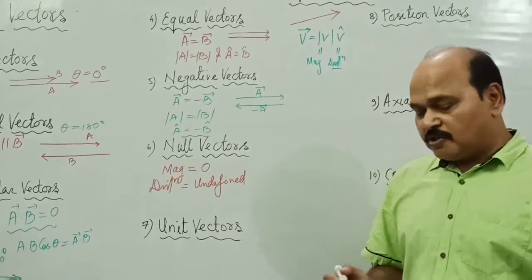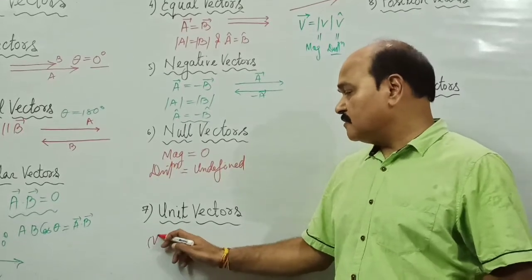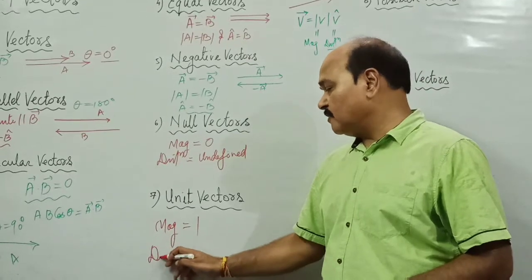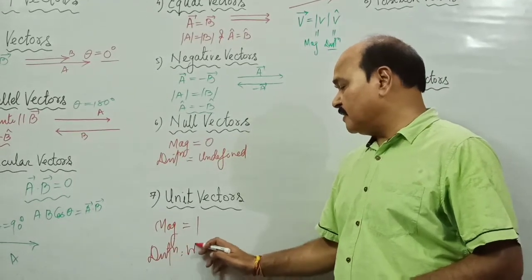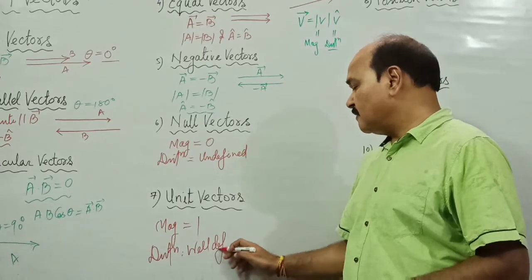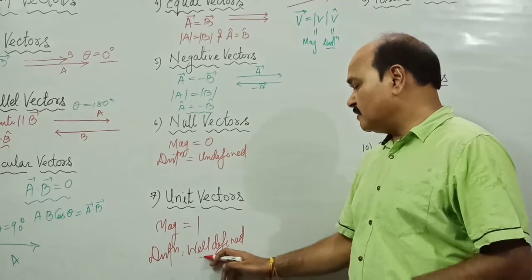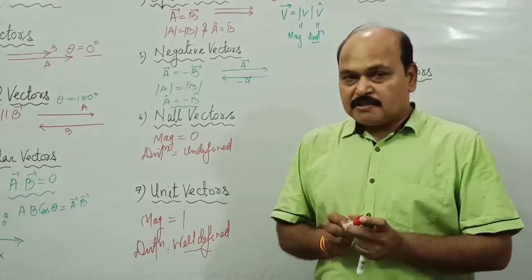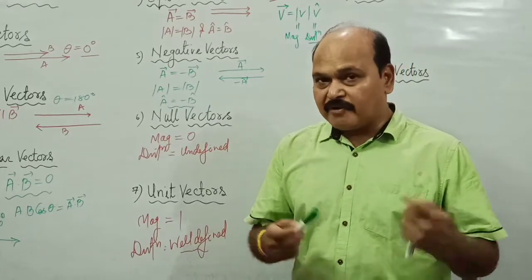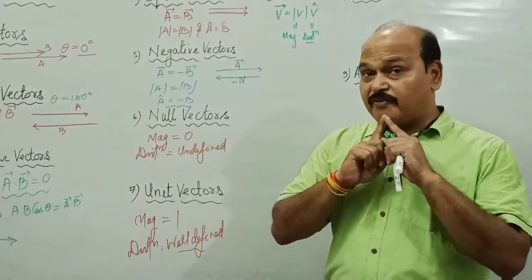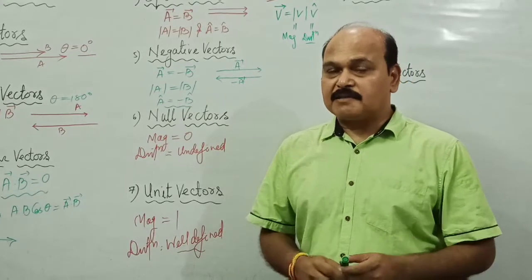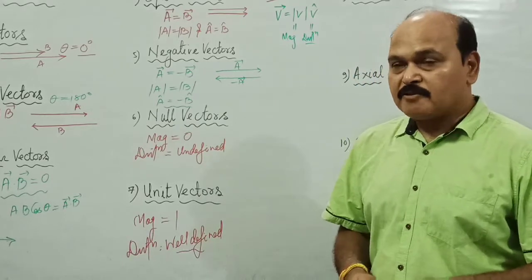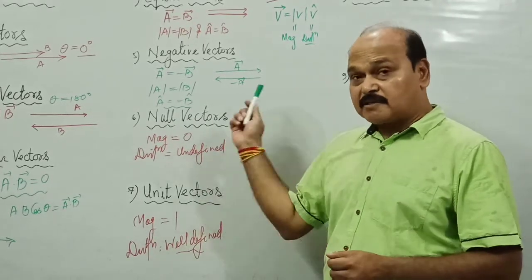Unit vector. Unit vectors are those vectors whose magnitude is 1 and their direction is what? Their direction is well defined. So this is obvious from the name itself. Unit vectors are those vectors which have unit magnitude and well defined directions. These are infinite in number. There are infinite directions in space, so along every direction we can draw a unit vector. Unit vectors are used to represent the direction of a vector quantity.